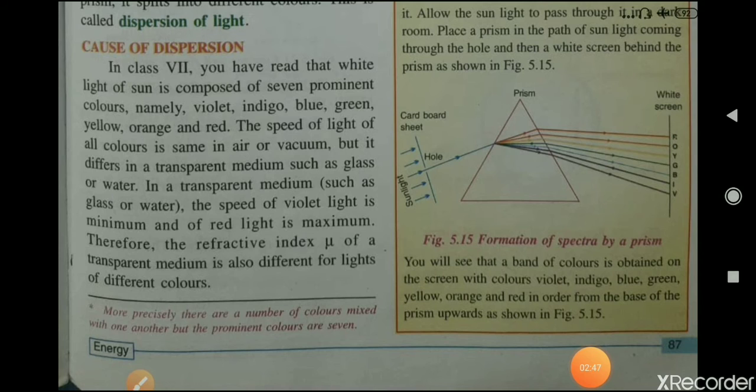Now, what is the cause of dispersion? You have learned in class 7 that white light of the sun is composed of 7 colors: violet, indigo, blue, green, yellow, orange, red. The speed of light of all colors in air or vacuum is the same, but it differs when it travels in a transparent medium such as glass or water. In a transparent medium, the speed of violet light is minimum and that of red light is maximum. Therefore, the refractive index of a transparent medium is also different for light of different colors.